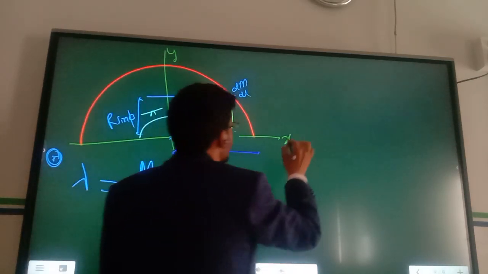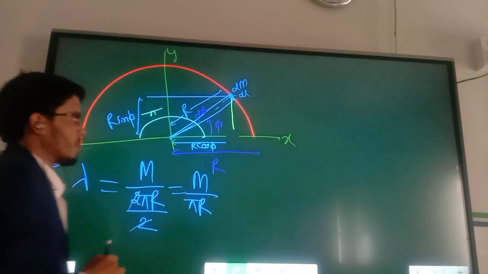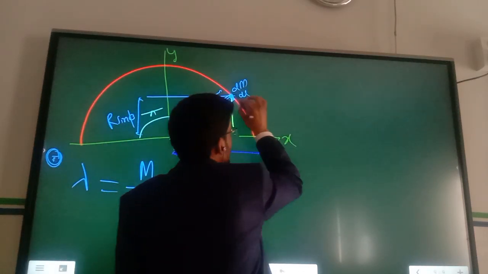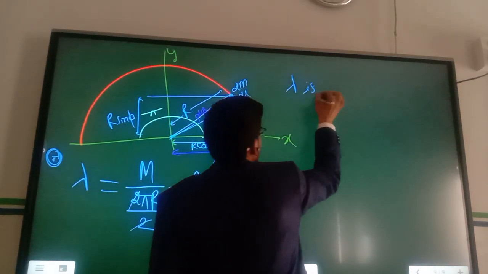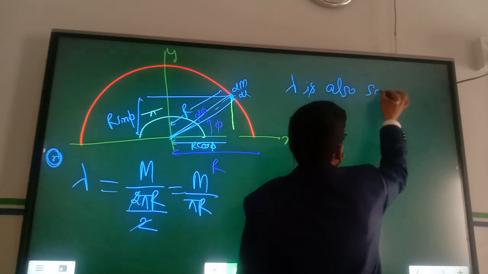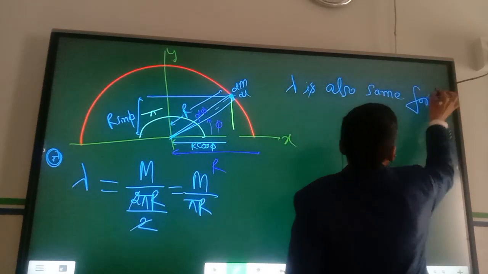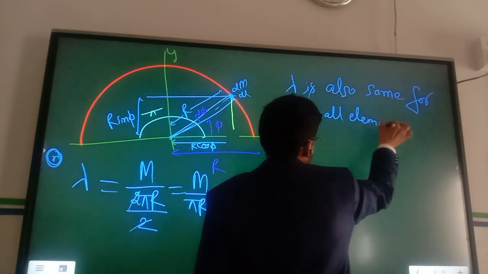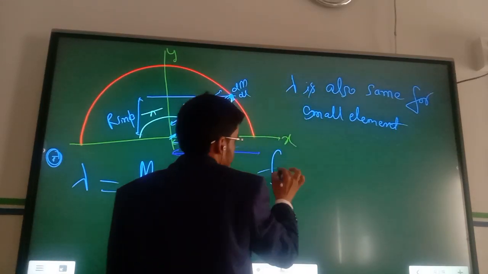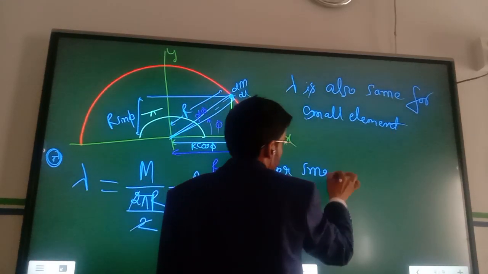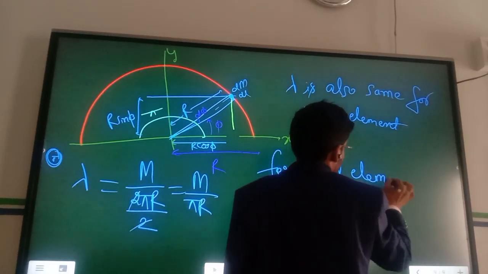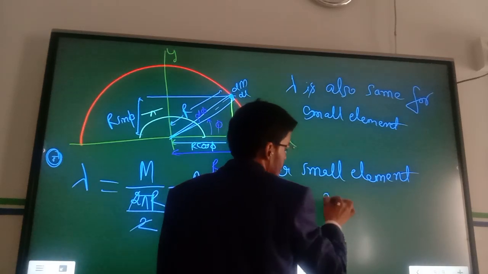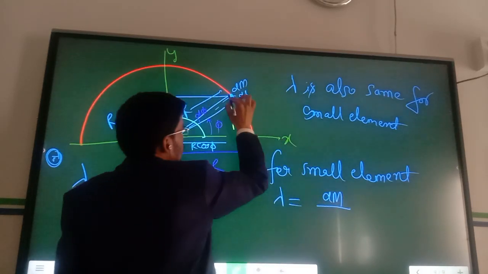And for this small element, lambda is the property of the given object, so lambda is the same also for this dm. Lambda is also the same for the small element. Okay, now for the small element, lambda equals mass of small element dm upon length of small element.